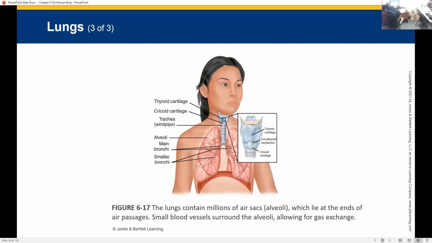So again, you see the alveoli, the main bronchi and the smaller ones. There are millions of air sacs called the alveoli, and it's referred to as the terminal end, where 90% of the gas exchange occurs. There's a little bit in the small bronchioles, which are the parts of the lung right before the alveoli. They have the ability to exchange a little gas, but the alveoli is the functional part of the lung itself.